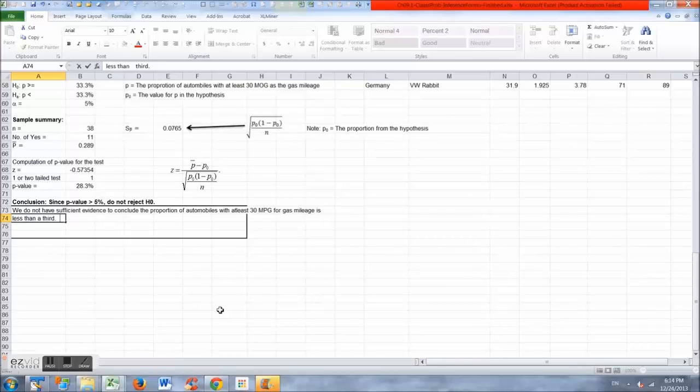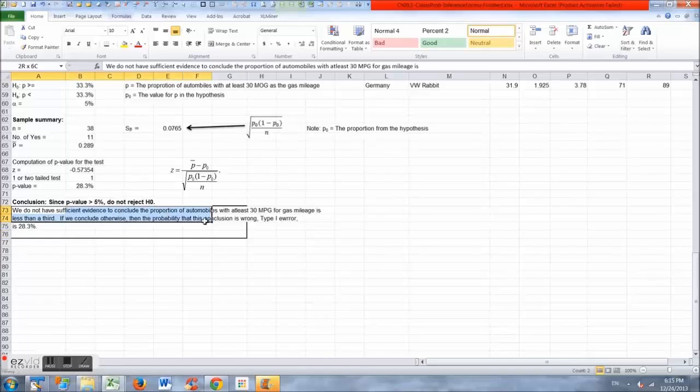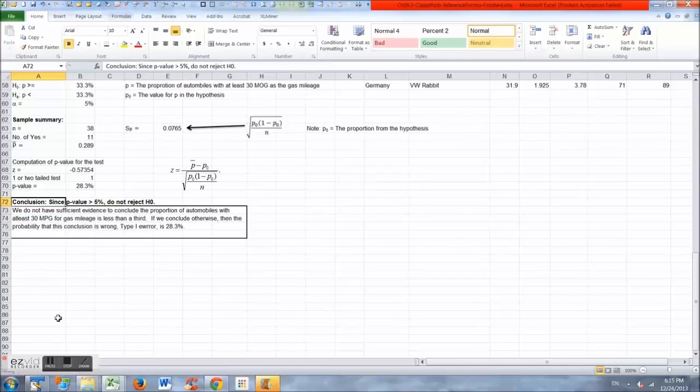Now the second part is for the p-value itself, and that is if we conclude otherwise, then the probability that this conclusion is wrong, and that would be a type 1 error, is 28.3%. Now we need to format this, and there you have it.